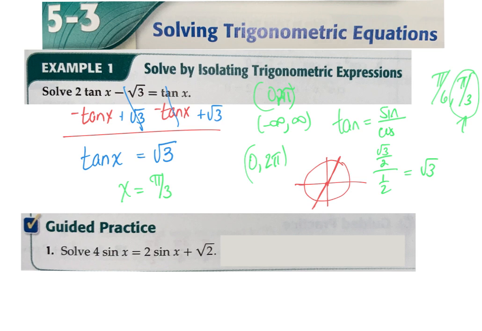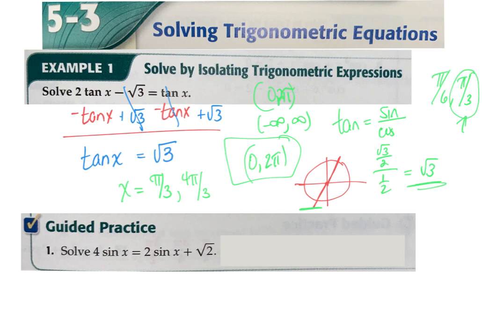So this is pi over 3. It would also occur where? It would occur at 4 pi over 3, right? Yes, so you'd have to say 4 pi over 3. Okay. Make sense? Because that's the other place where you will have a positive square root of 3 as your tangent. So if I were to give you these limitations, you would have to list both times that it happens in the entire unit circle.